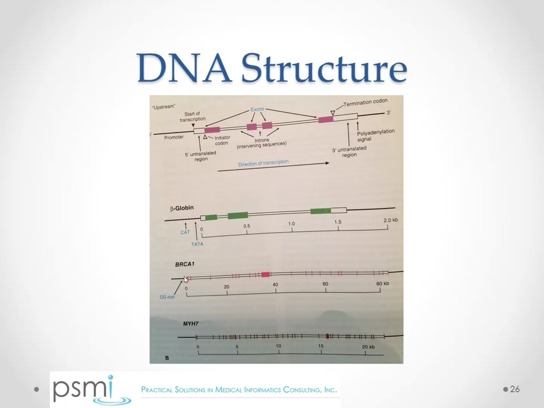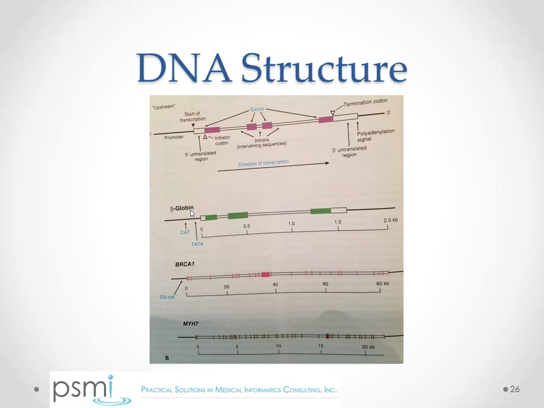People have probably heard of the BRCA1 gene that, when it's mutated, can result in breast cancer. The BRCA1 gene has 24 exons, and you can see almost all of this gene is introns. And then you have this other gene here, the beta myosin heavy chain gene, and this has 40 exons. So these are some big genes.